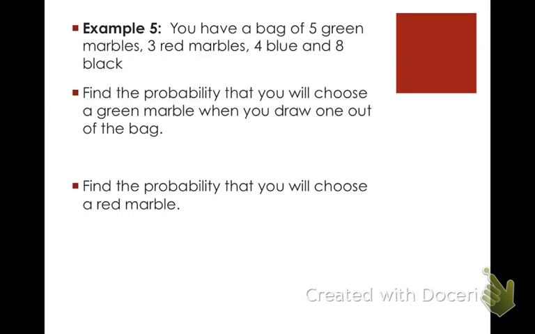Let's figure some probabilities. So look at example 5. You have a bag of 5 green marbles, 3 red marbles, 4 blue, and 8 black. Find the probability that you will choose a green marble when you draw one out of the bag. So remember, probability is favorable compared to total. So right now our favorable is the green marbles, and we have 5 of those. Our total is 5 plus 3, which is 8, plus 4 is 12, plus 8, so we have 20 total marbles in the bag. So we compare that to 20.